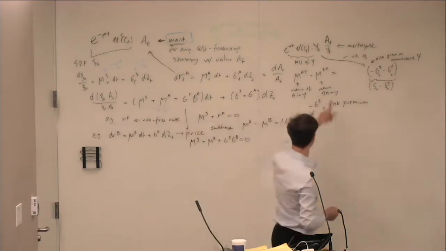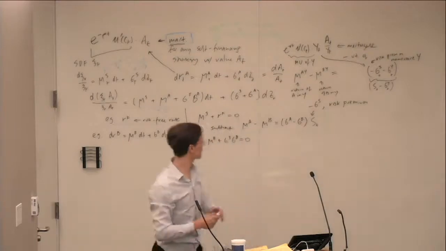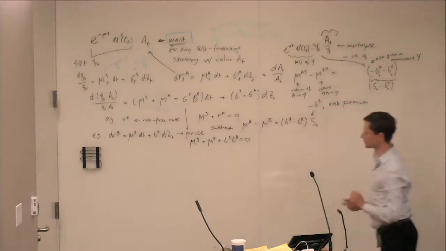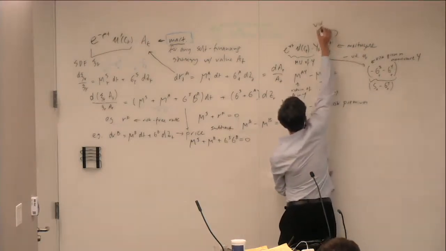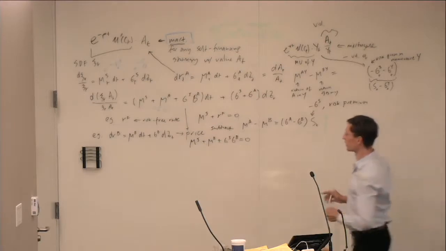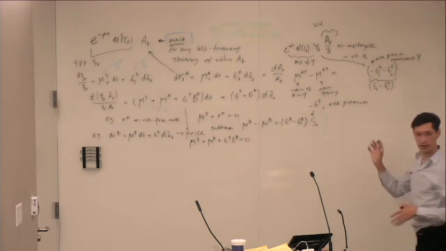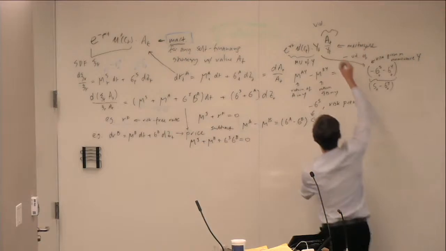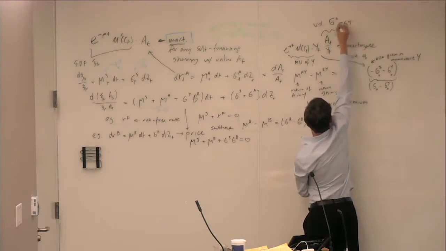So what about the risk? So this A over Y, it has volatility. Okay, so this is Ito's formula for a ratio. Here's an Ito formula for a product, and Ito formula for a ratio. So you can guess what's the volatility of a ratio. What is it? The difference, exactly. So it's sigma A minus sigma Y, okay?